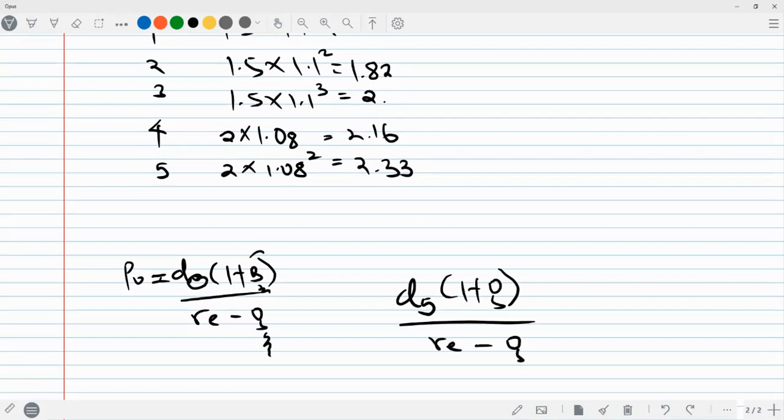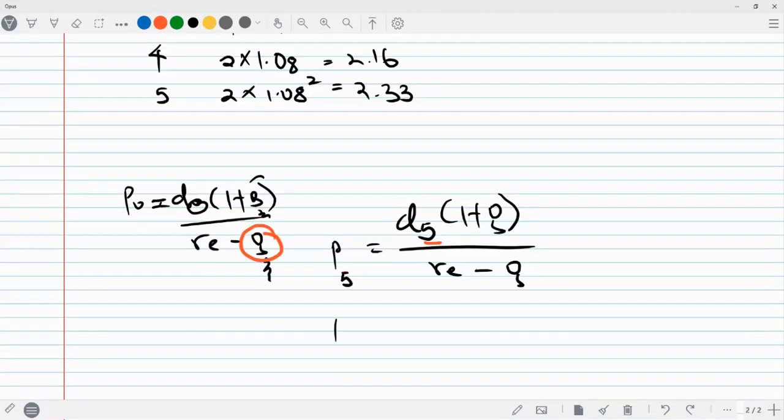Since I've used D5 here, this will be P5. Don't forget the g here is the growth to infinity, which begins from year 6 onward. Therefore, since you have used D5, this is P5, the share price at year 5.